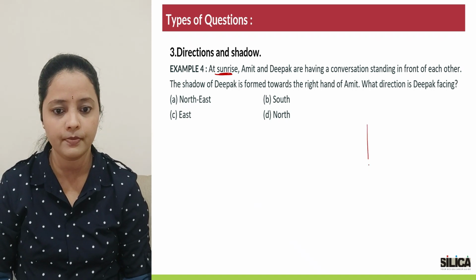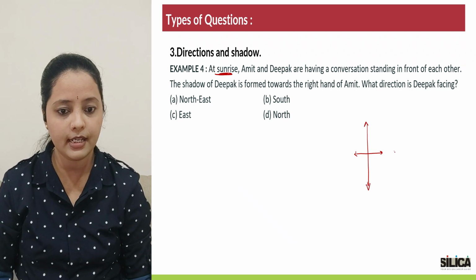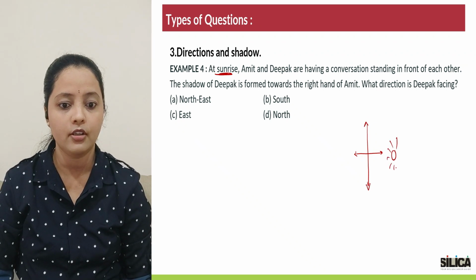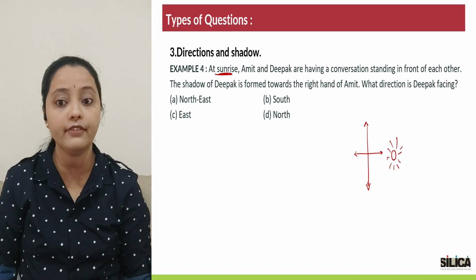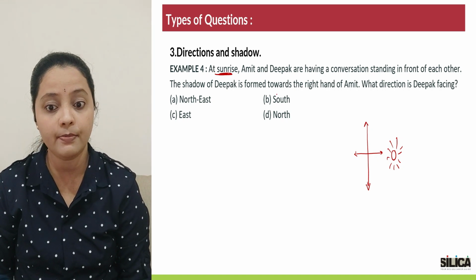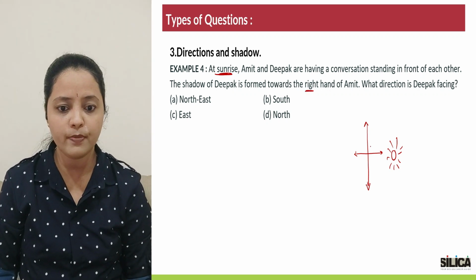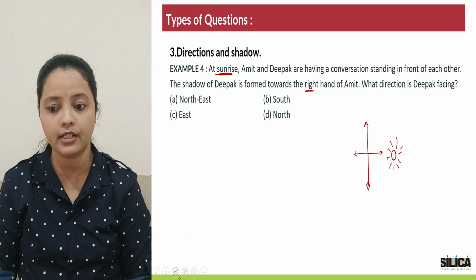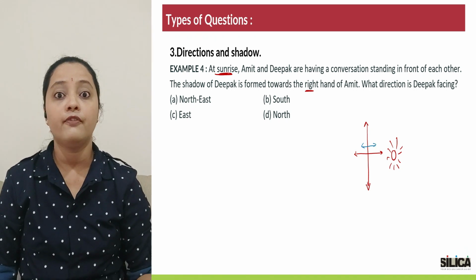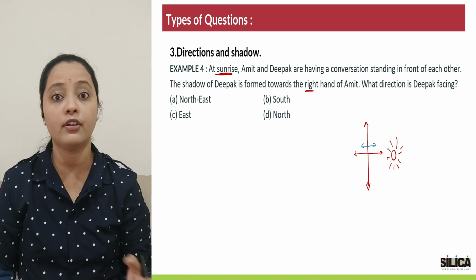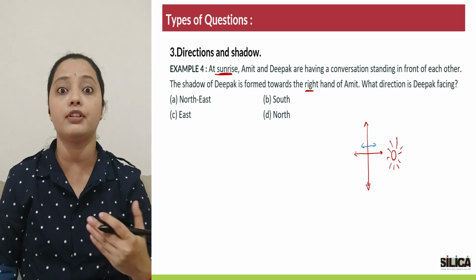So let me draw a figure. Alright, so these are my directions and my sun is in the east direction. Now further, they are saying that Amit and Deepak are having a conversation standing in front of each other, and the shadow of Deepak is formed towards the right hand of Amit. Now just imagine, if these two people were actually facing each other and they were placed in east-west direction, will their shadow ever fall on the right or left side of them? No, it's either going to be formed in front of them or to the back side of them.